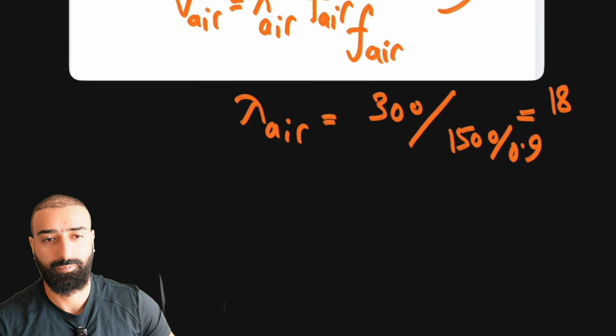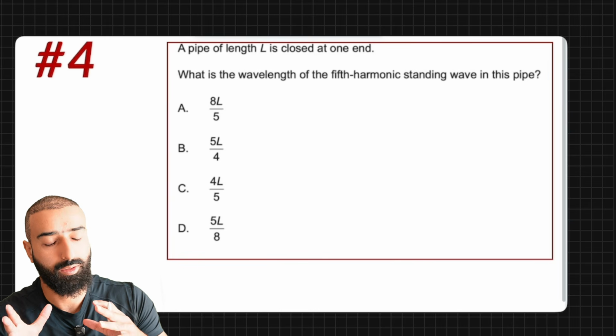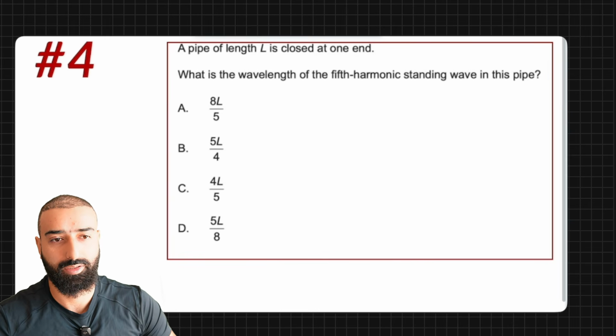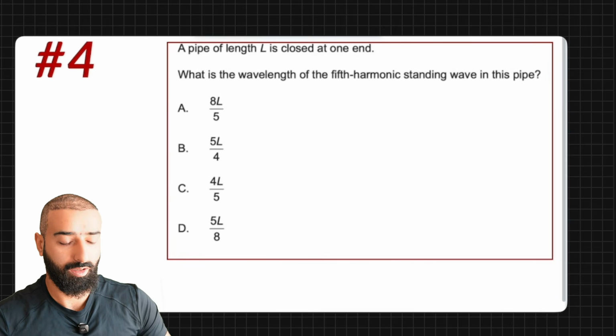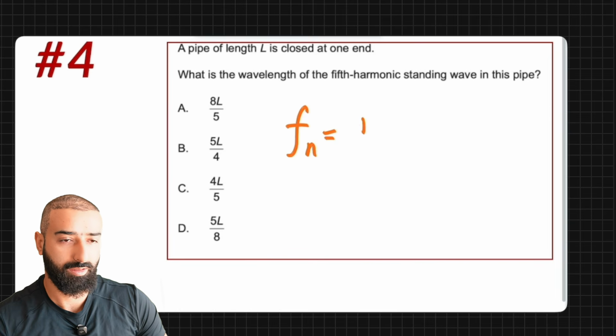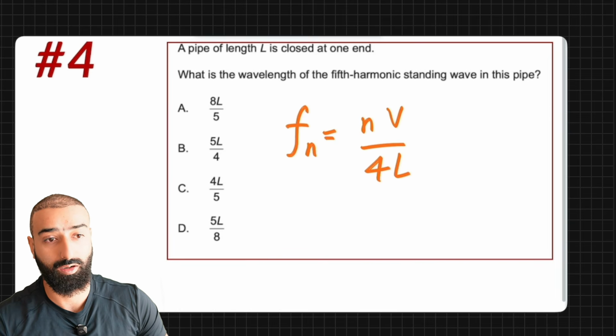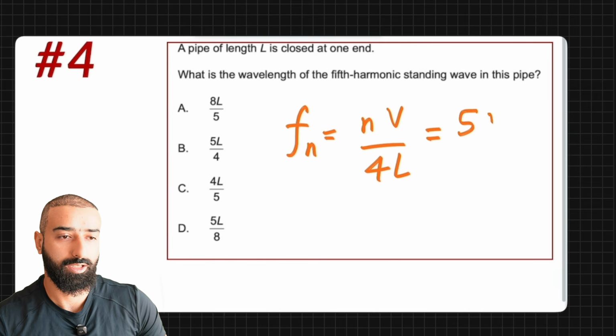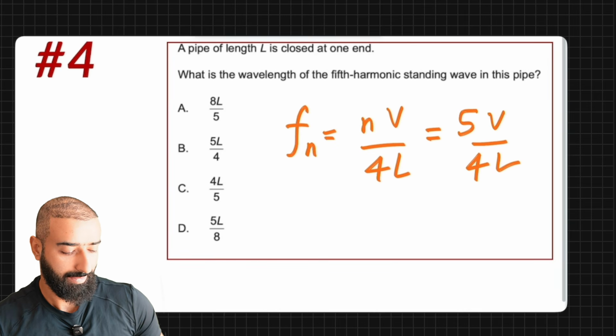Let's move on to the final one. A pipe of length L is closed at one end. Right away, it's a non-symmetric system. What's the wavelength of the fifth harmonic? We know for a non-symmetric system, it's nV over 4L and n is odd. If you want the fifth harmonic, it's 5V over 4L.